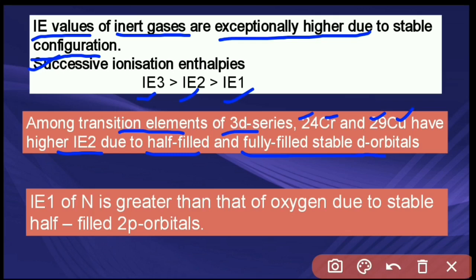Then the first ionization enthalpy of nitrogen is greater than that of oxygen due to the stable half filled 2p orbital. So nitrogen has electronic configuration 2s2 2p3. Nitrogen having half filled electronic configuration, that's why the first ionization enthalpy of nitrogen is greater as compared to oxygen.